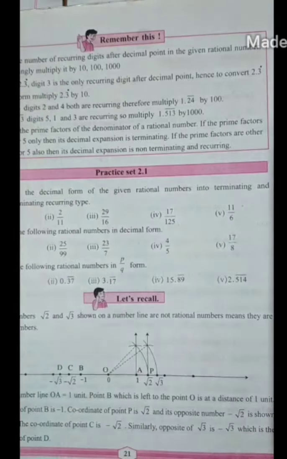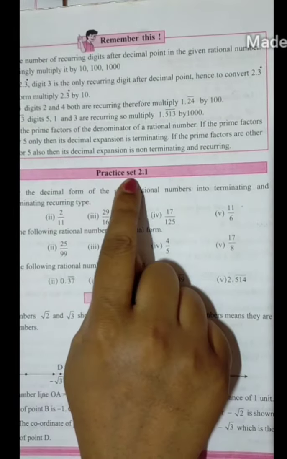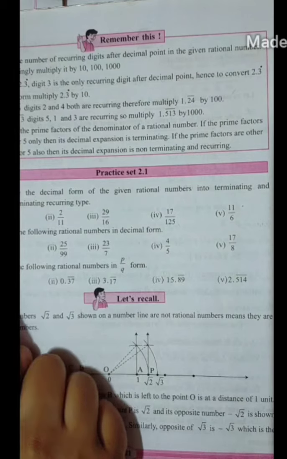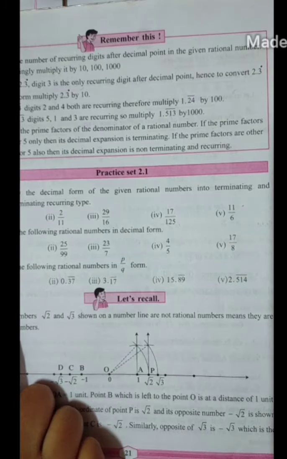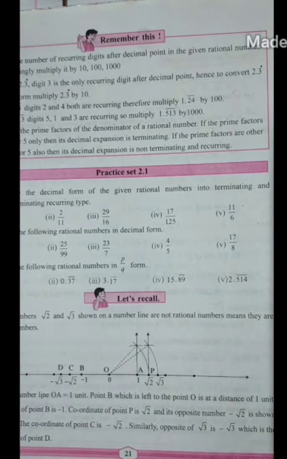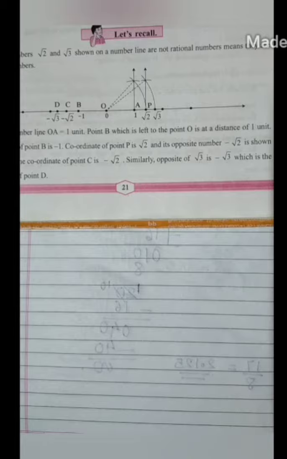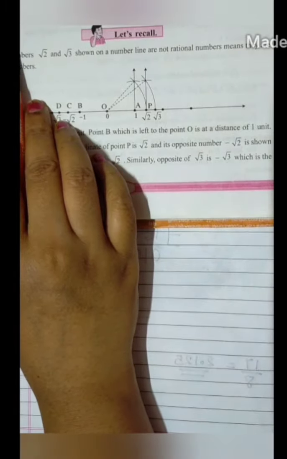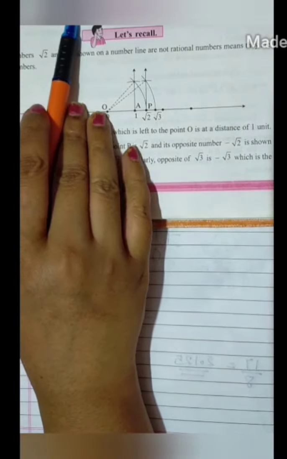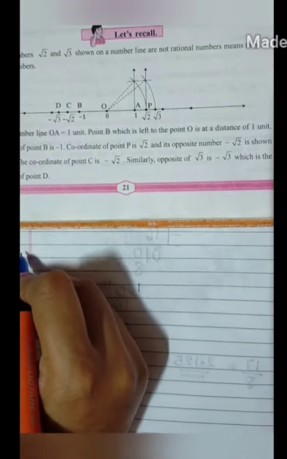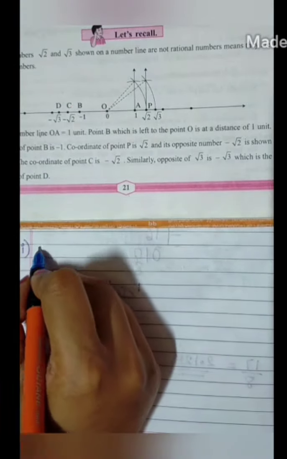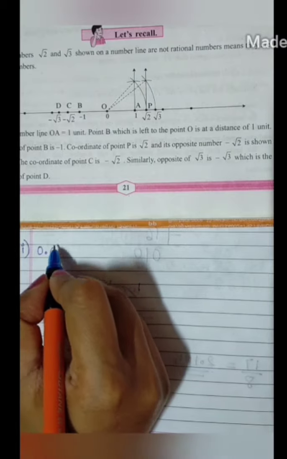Real numbers, that is practice set 2.1, question number 3. Write the following rational number in P and Q form. Okay, student? See, write the following rational number in P and Q form. So the first question is what? 0.6 recurring.